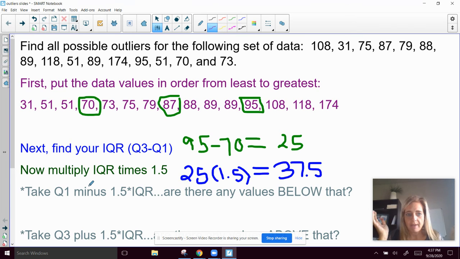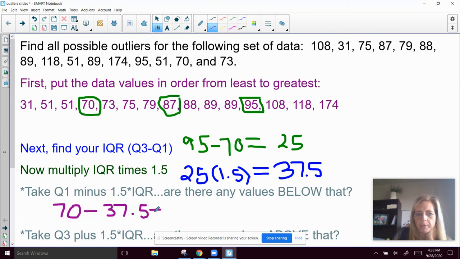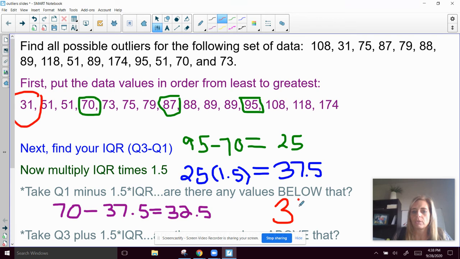Now I'm going to check to see if I have outliers. So I'm going to take Q1, which was 70, and I'm going to subtract that number I got when I multiplied 1.5 times my IQR. I'm going to subtract 37.5. And when I do that, I get 32.5. So now I ask myself, are there any values that are below that? And there sure are. 31 is below that, so 31 is an outlier.